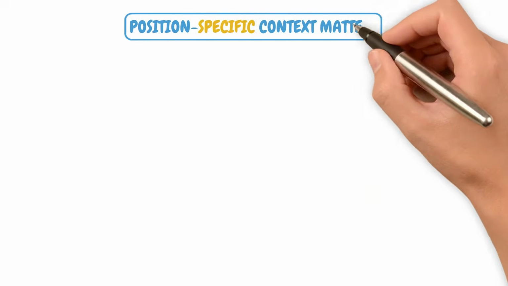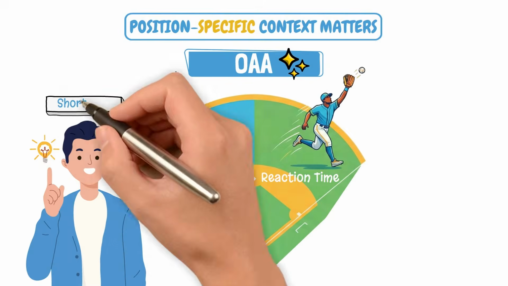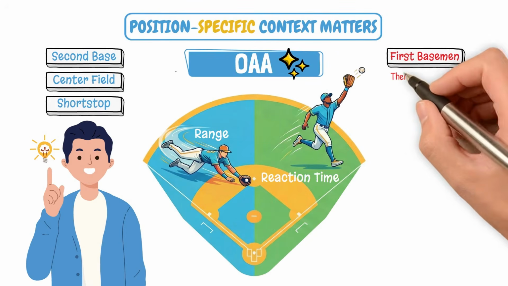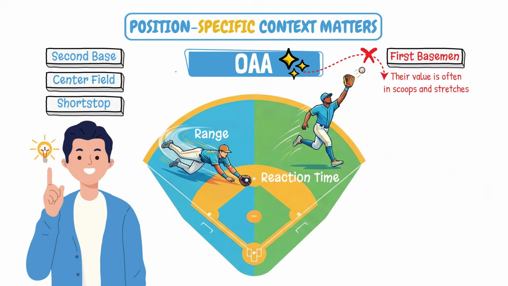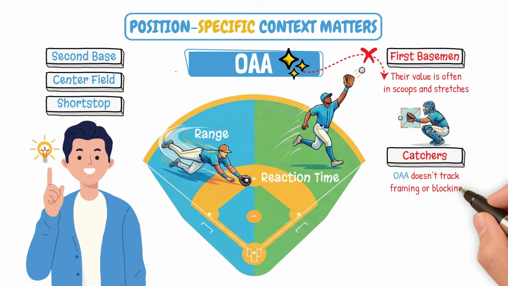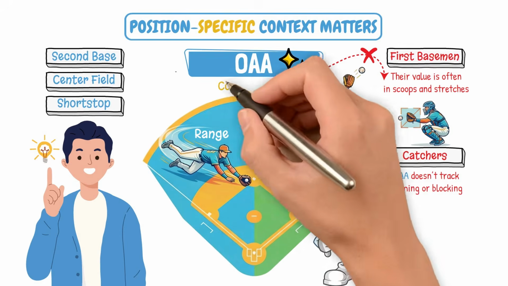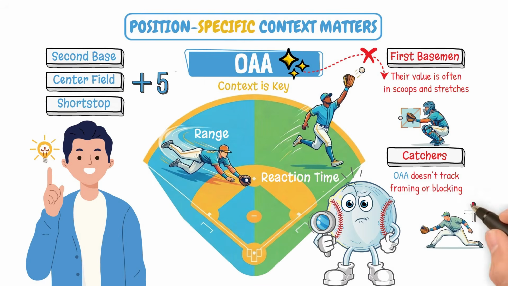One other note, OAA shines brightest at positions where range and reaction time dominate. Think shortstop, center field, and second base. First baseman, that gets a little trickier. Their value is often in scoops and stretches, things OAA doesn't capture well. Catchers, the same deal. OAA does not track framing or blocking. That's an entirely separate set of metrics. So when comparing OAA across positions, remember that context is key. A +5 OAA in center field might not mean the same thing as a +5 at third base.